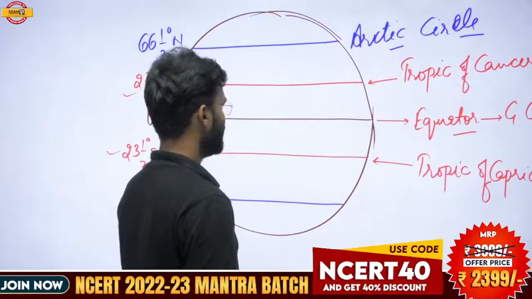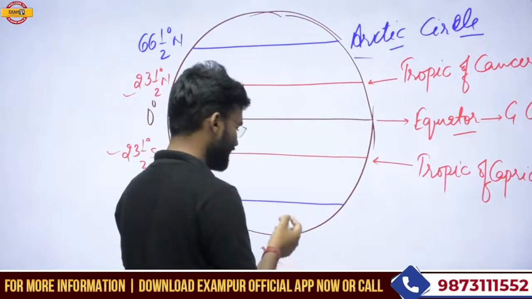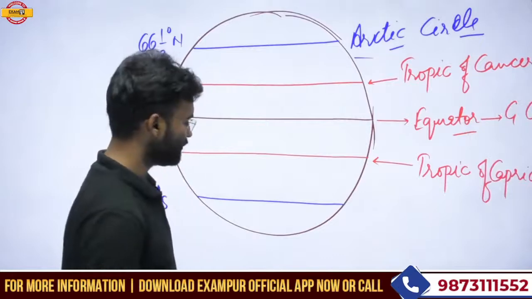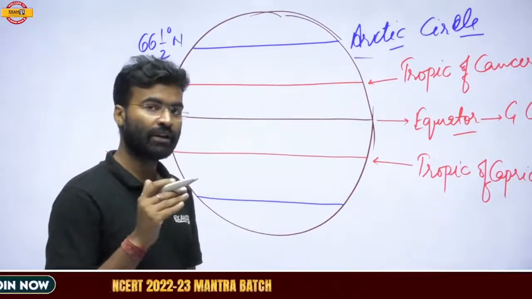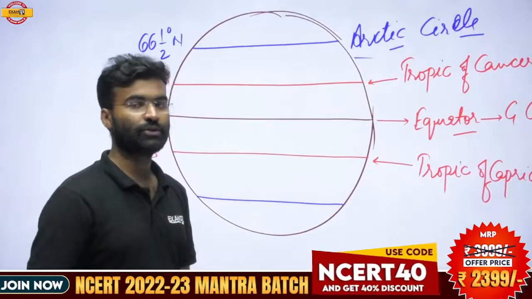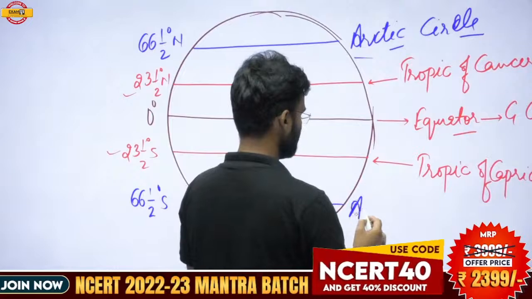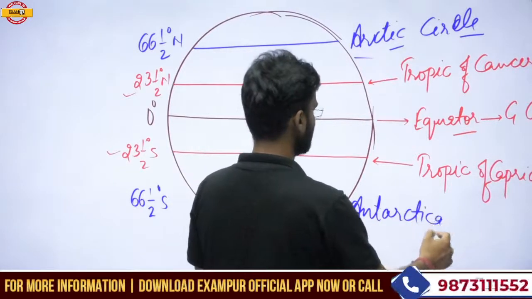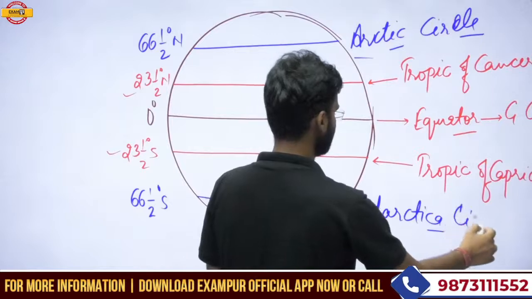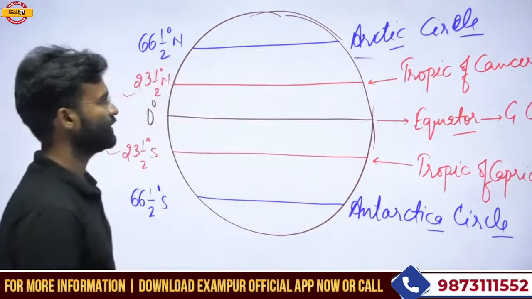And this line is the same in the southern hemisphere. Beyond this line, sun rays never fall with an angle of more than 23.5 degrees. Okay, and this passes through the Antarctica region, and that is why this is called the Antarctic Circle.